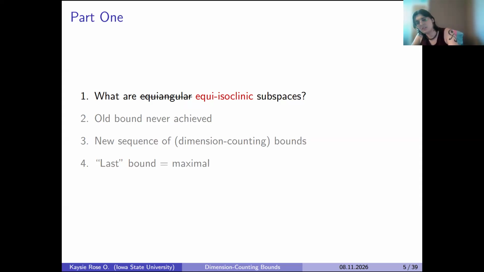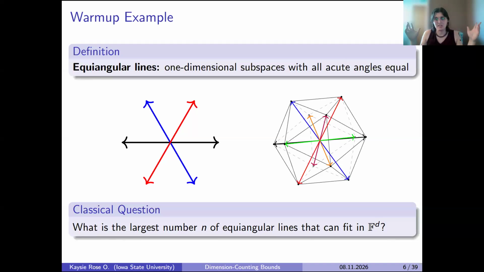We're going to start with the easiest example, equiangular lines. So equiangular lines are just one-dimensional subspaces where pairwise the acute angles between them are equal. So here I've got three lines in two real dimensions, and this red-blue angle, this blue-black angle, and this black-red angle, they're all equal. They're all, I believe, pi thirds. Over here, it's a little harder to see. I've got six lines in three real dimensions that are also equiangular.